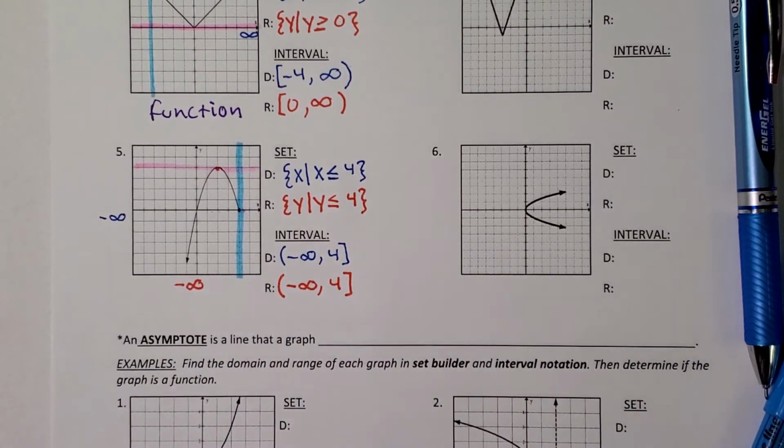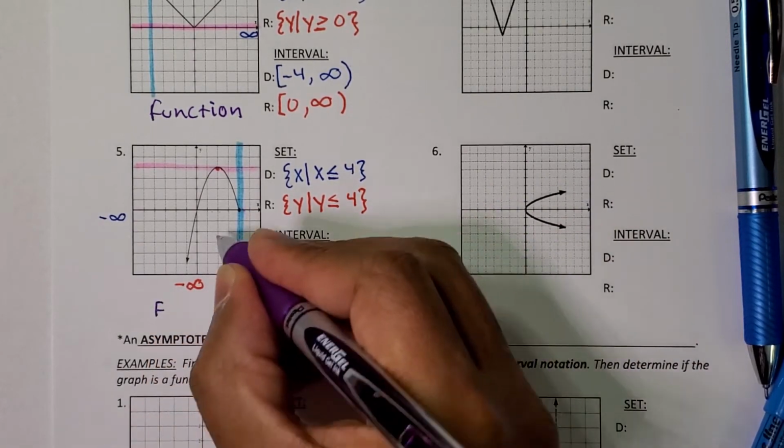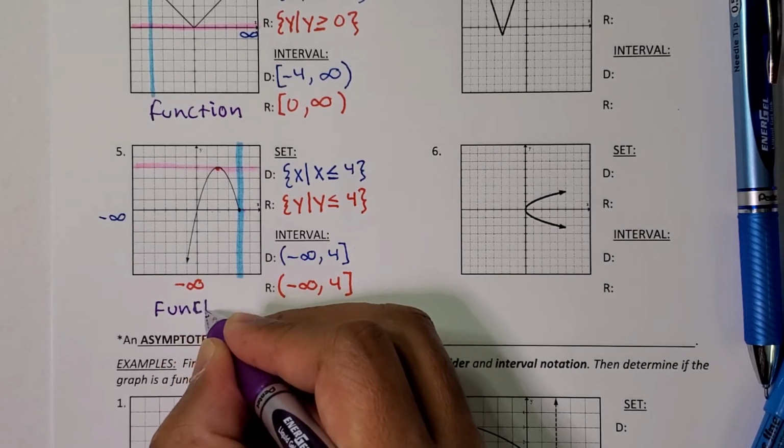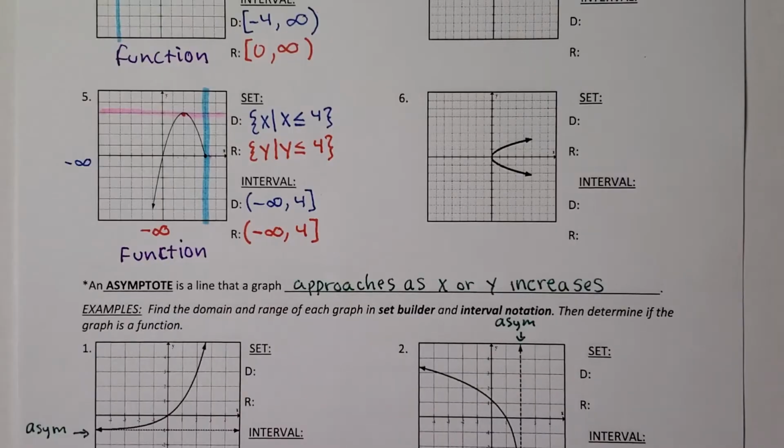Last question for this one: is this the graph of a function? And the answer is yes, it passes the vertical line test, and you can try it as many times as you want, and you'll see that this is a function.